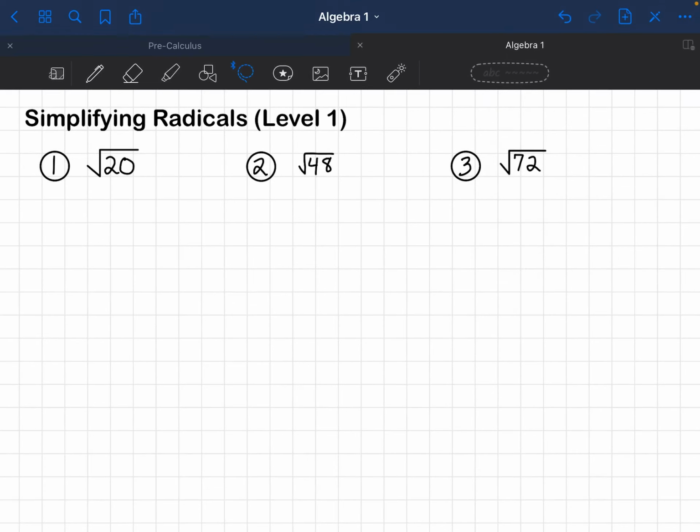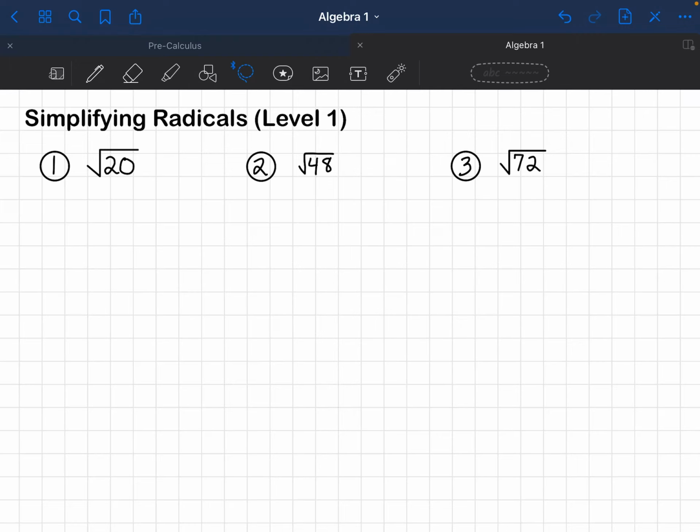All right, simplifying radicals, level 1. When we're simplifying radicals, there's a couple different ways we can do it. The most common would just be to figure out what perfect square is a factor of the number inside the square root, the radicand. But sometimes that can be a little tricky, especially if it's a really big number and you might not know your perfect squares super well.